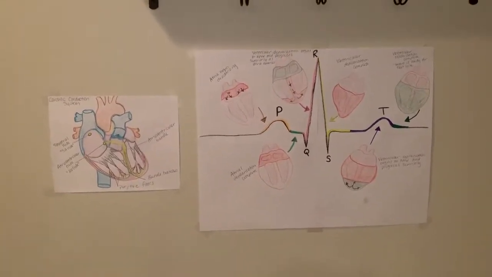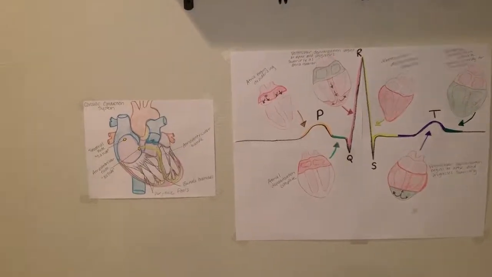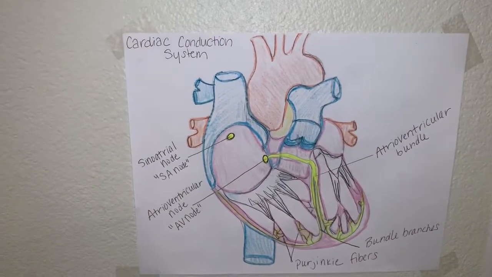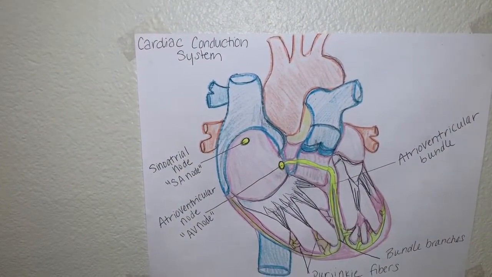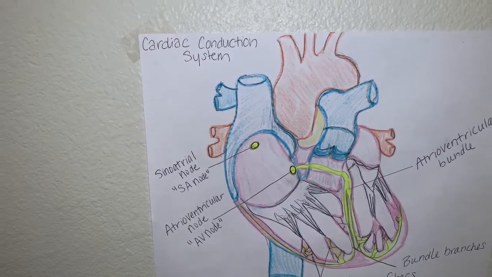We're going to go over the cardiac conduction system and how it pertains to the EKG. The first thing we're going to start with here is the structure of our cardiac conduction system. So the cardiac conduction system is the system within the heart that provides electrical stimulation for contraction.